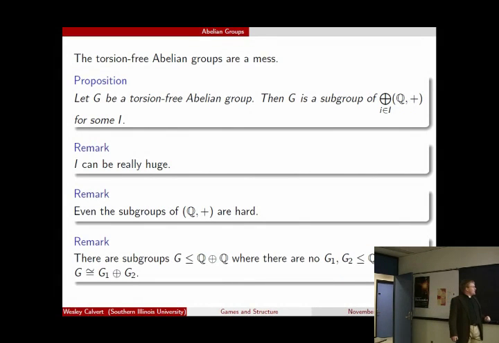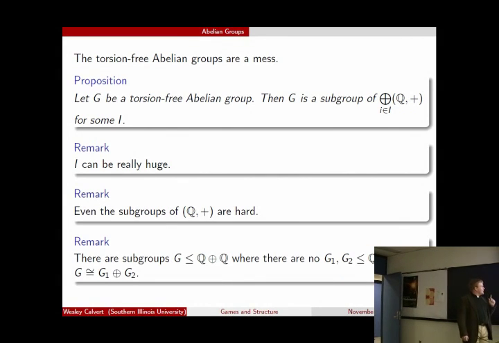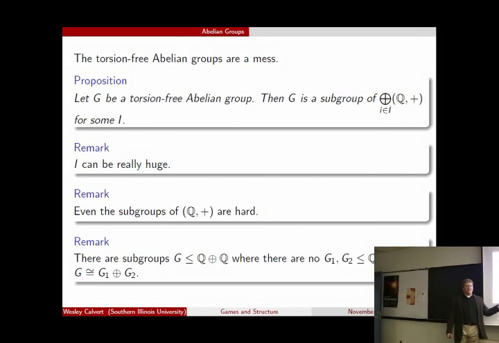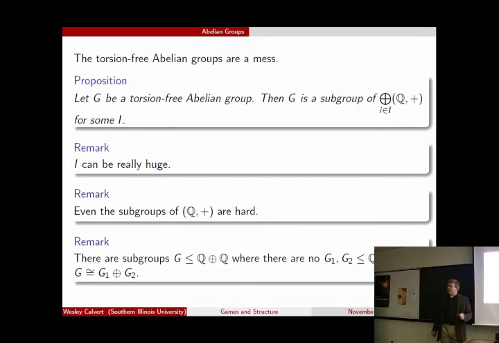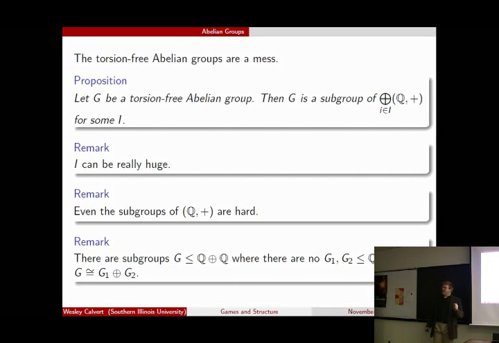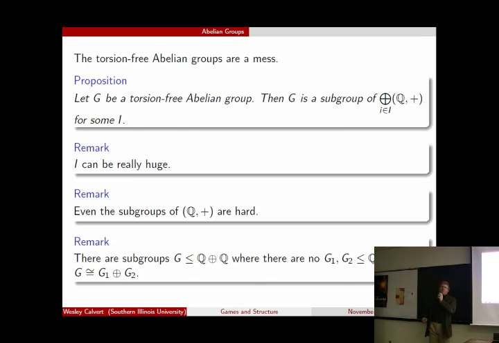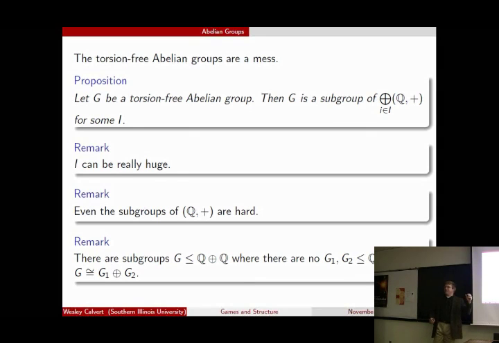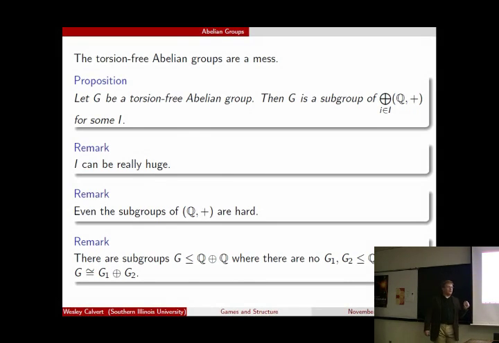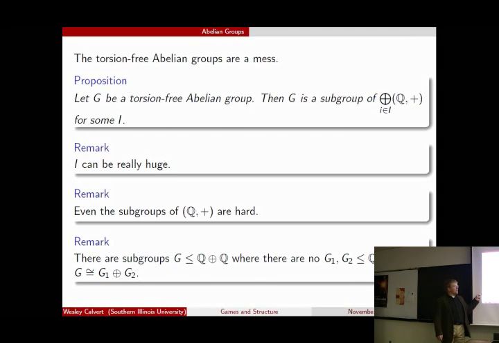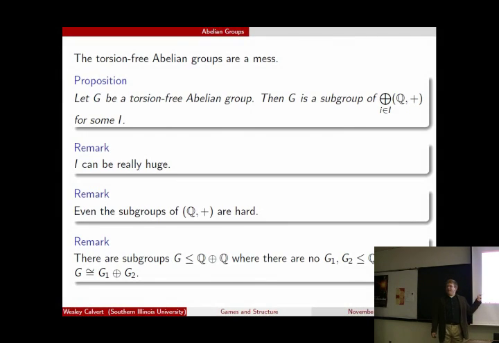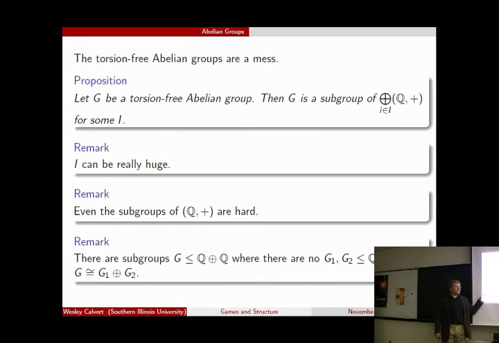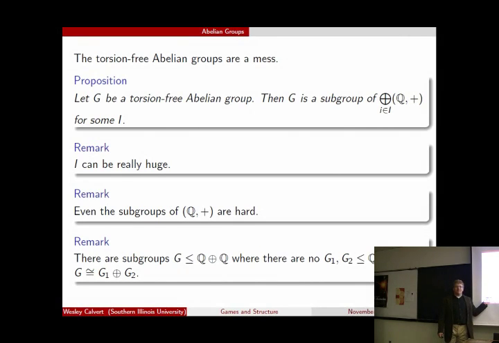And if that situation could get any worse, you can get rank 2 groups that are not direct sums of rank 1 groups. You can get a subgroup of Q squared that is not a direct sum of a subgroup of Q and another subgroup of Q. And the examples like this are really awful. They are groups that, I think Martin Davis said this about a different subject, are groups that only their mother could love.